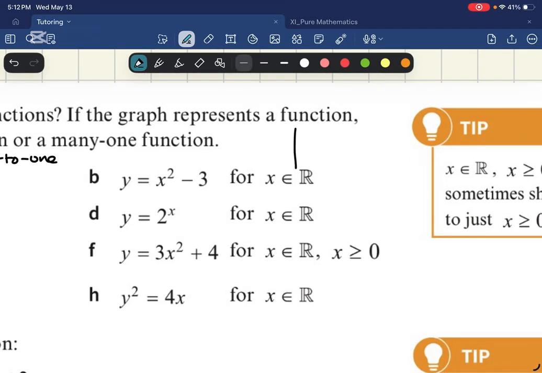Okay. So y equals x squared minus 3. If you draw the graph of y equals x squared, it looks something like this, right? And minus 3 means you just shift the whole graph 3 units down. So your graph looks something like this, as illustrated by the blue curve. I know it looks bigger, but it's just y equals x squared shifted 3 units down.